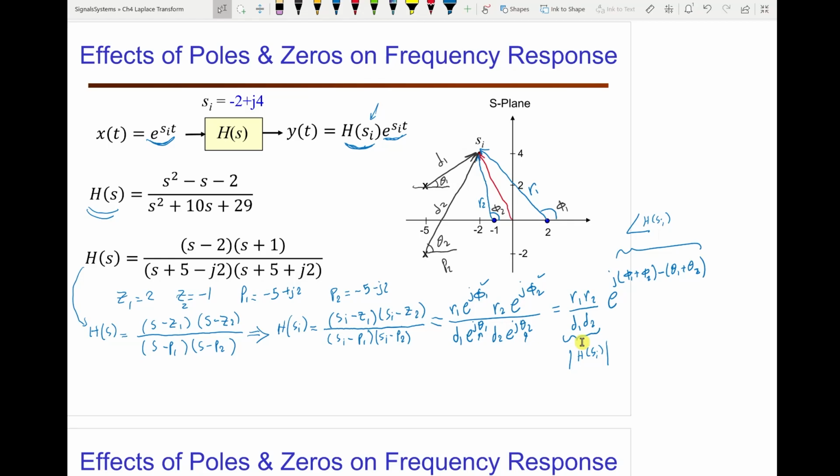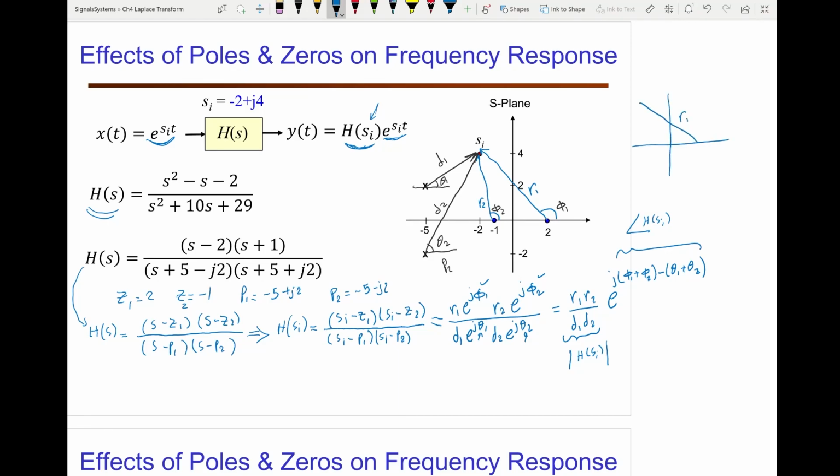Now I can find graphically the values of R1 and R2 and D1 and D2 and know what the gain is without even plugging in any values for s_i and z1. For example, if I want to know what the length of R1 is, let's plot it here.